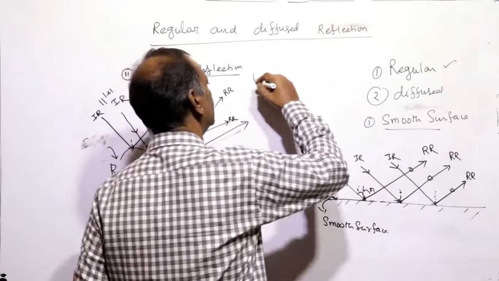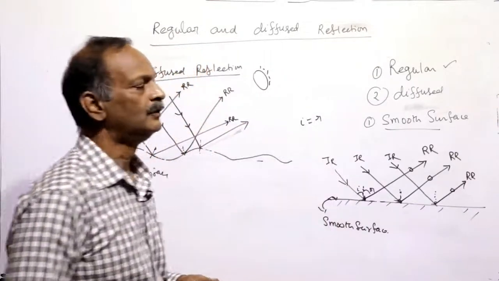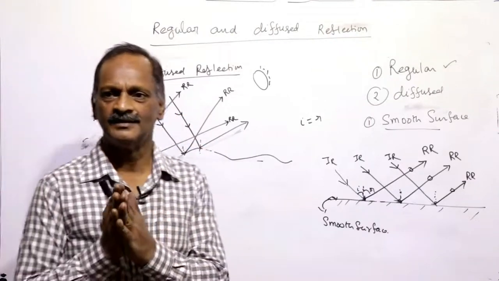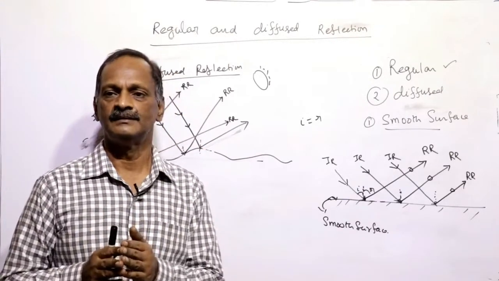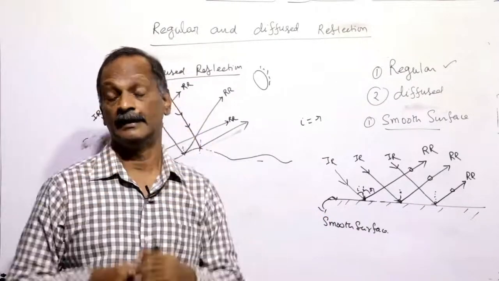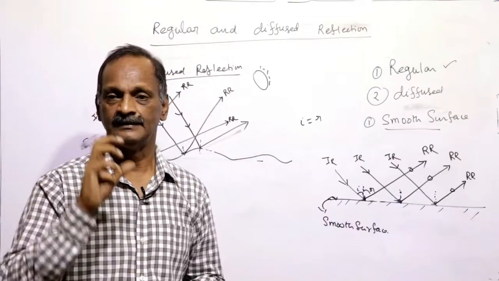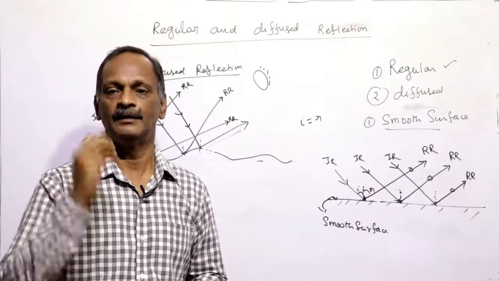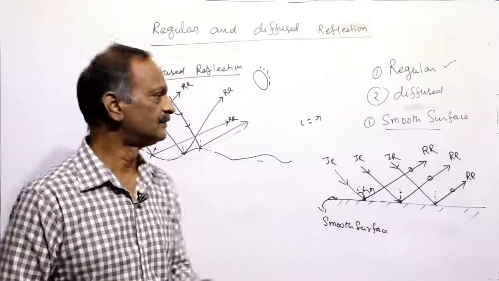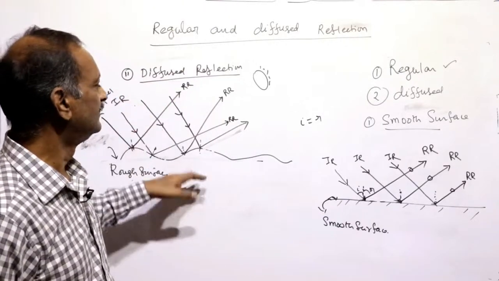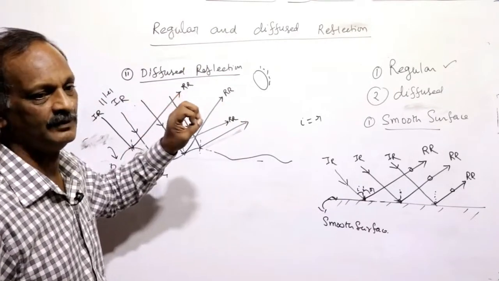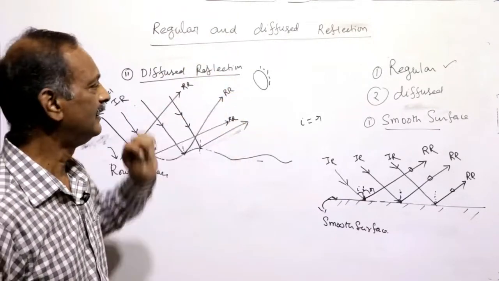When you look from here, you will not get a well-defined object, because in some places the reflected rays are concentrated, and in some places the reflected rays are sparse, they are away. If more of the rays reach your eyes, we will get a well-defined image. If fewer rays reach our eyes, we will get a diminished image. So in diffused reflection, the ray is not well-defined; it is concentrated at some points and more intense than at other places.